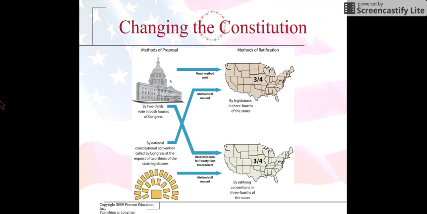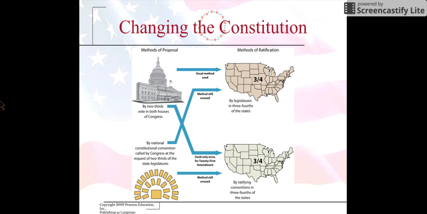Okay, so only one of those methods has been used. That's 2/3 of both houses of Congress vote to propose an amendment. Now, after an amendment has been proposed, let's say 2/3 of the House and the Senate vote to propose an amendment, we look at ratifying the amendment. Ratification can only occur at the state level. Okay? Ratification only occurs at the state level. And there are two ways that this can happen.